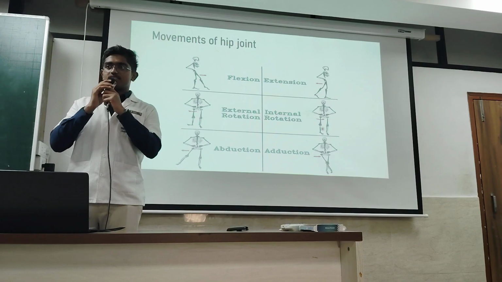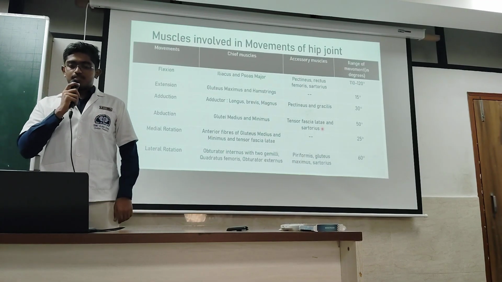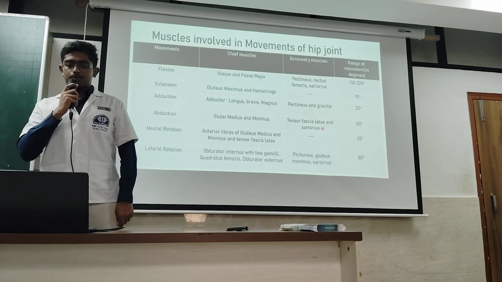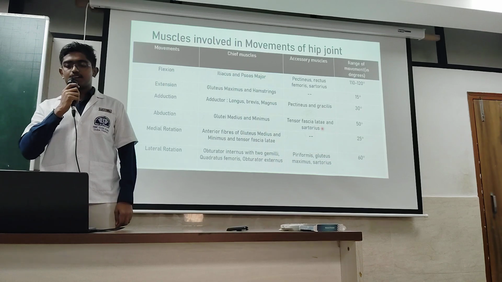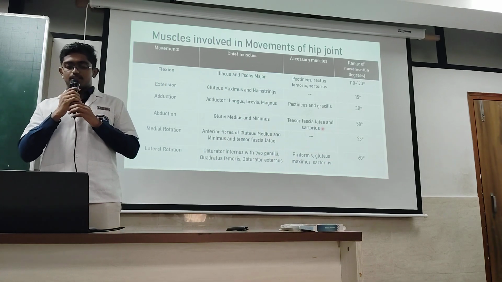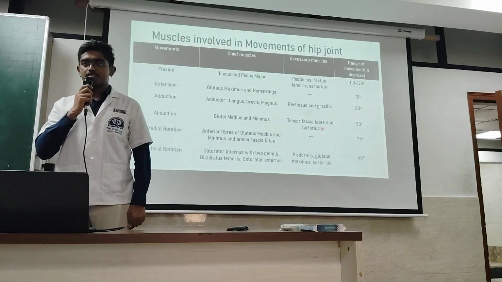The flexion and extension is in the muscles involved in the movement of hip joint. The chief muscles involved in flexion are iliacus and psoas major. The chief muscles in extension are gluteus maximus and hamstrings.